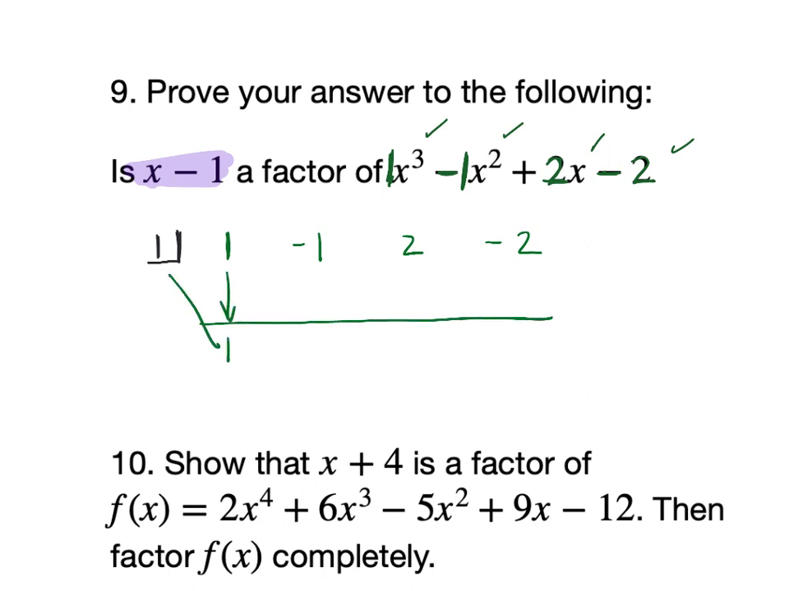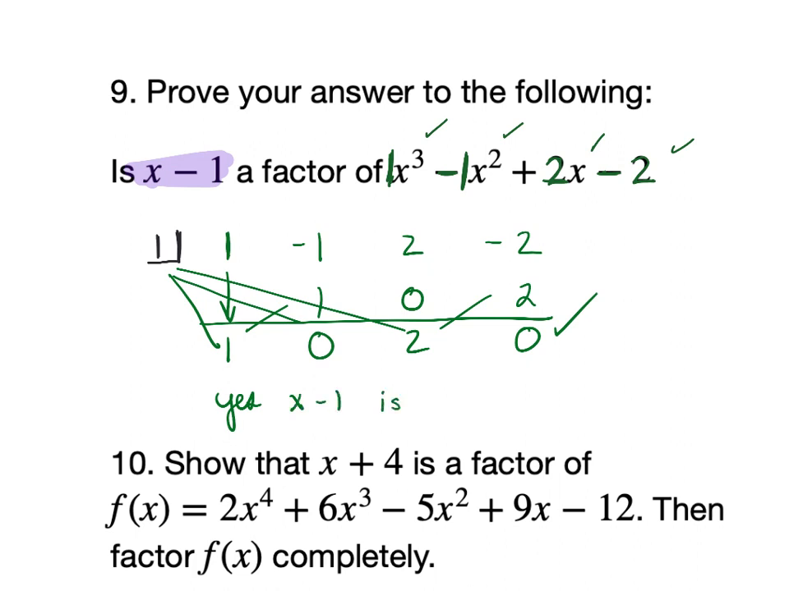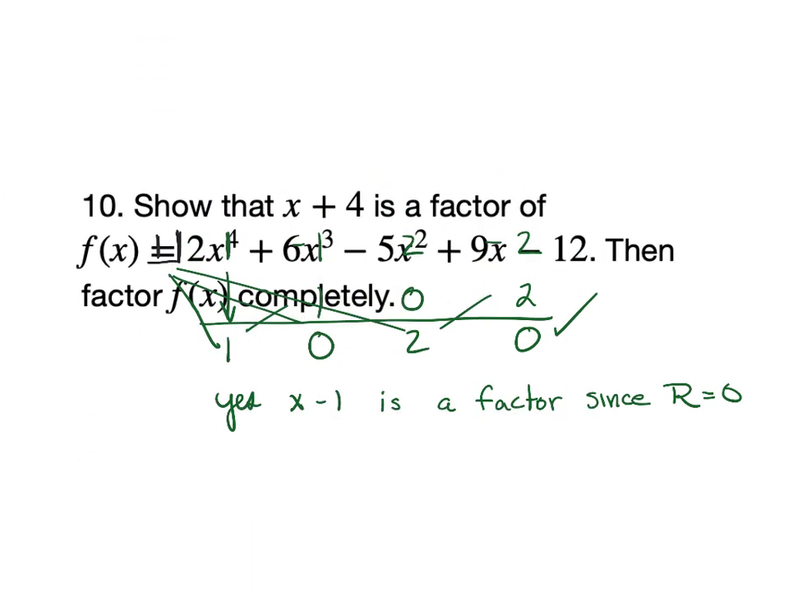Drop 1, multiply. 1 times 1 is 1. Add them up, 0. 1 times 0 is 0. Add them up, that's 2. 1 times 2 is 2. Add them up, 0. Bam. It's a factor, all right. Okay, so we just say yes, x minus 2 is a factor, since the remainder equaled 0. Pretty straightforward. And our last one, number 10.